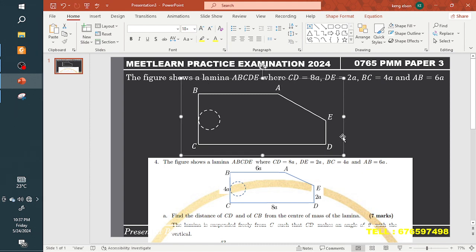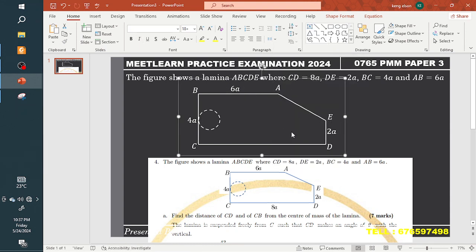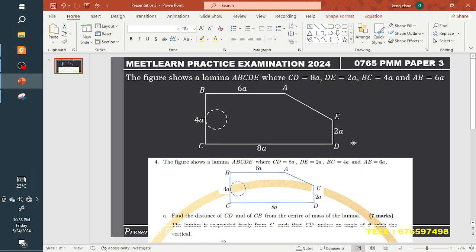All right, now we paste again and we put 6A. We place it there. Copy and paste. We put 2A. We place it there. Copy and paste. 4A. We place it here. We select, and we group. Okay. Now there is 8A again. We place it below here. Then we select. Then we group. That is all. So I'm done with my diagram, right?